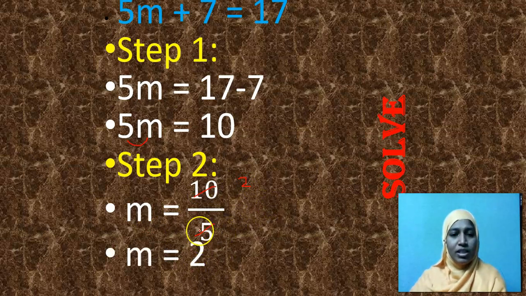To check whether it is the right answer, you just substitute the value of m in the given equation. I have 5m. In the place of m, I should substitute 2. So, what is 5 into 2? 5 into 2 is 10. 10 + 7, what do I get? 17. I get that on the RHS. So, my answer is right, and it is the solution for the given equation.